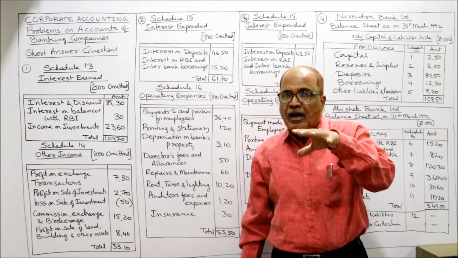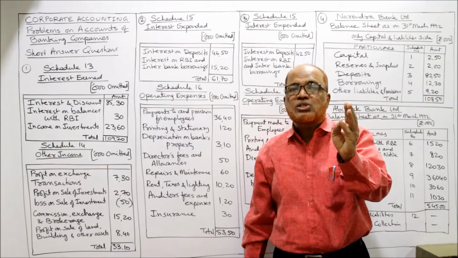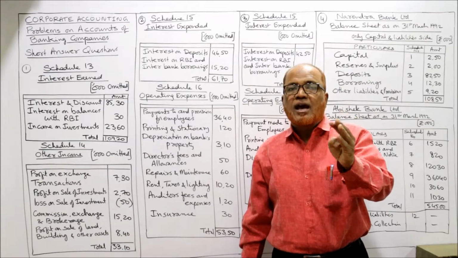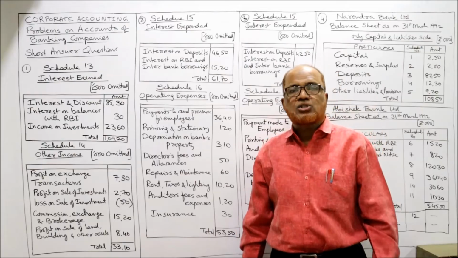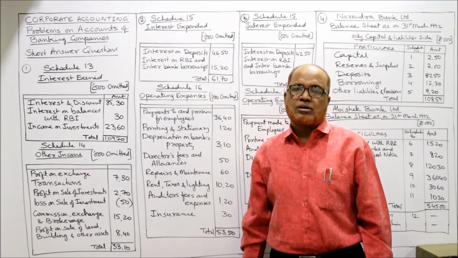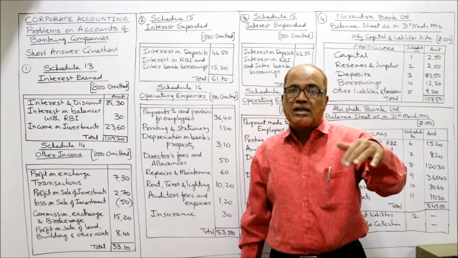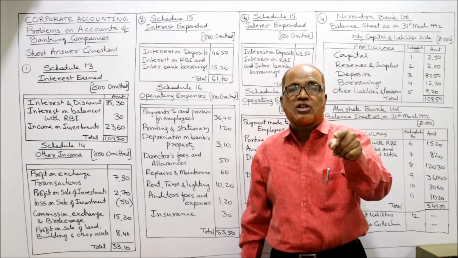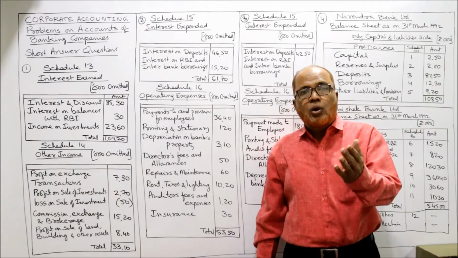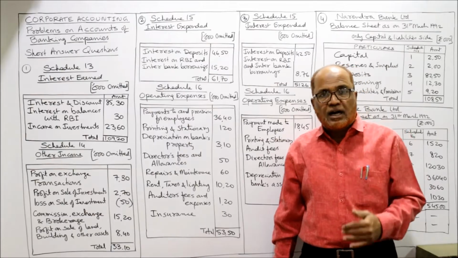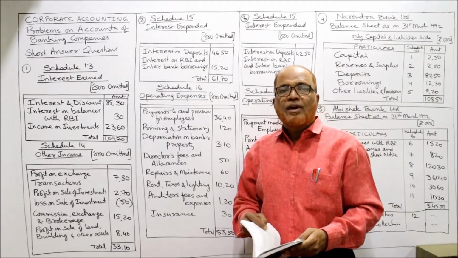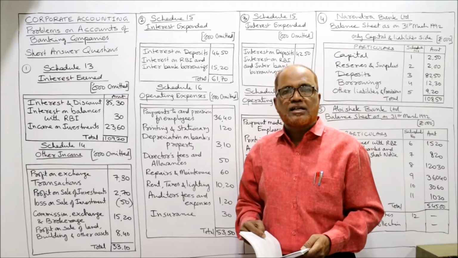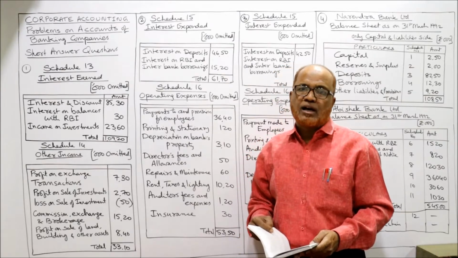So a bank will earn the interest on loans, cash credits, overdrafts, and the banker will expend the interest on deposits. तो deposits के ऊपर interest देता बैंक, that will be taken in schedule 15, और loan के ऊपर bank interest earn करता, that is schedule number 13. We are required to make schedule number 13 interest earned and schedule 14 other income.